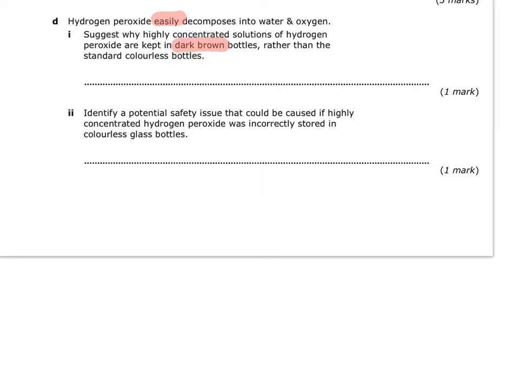Light tends to provide energy, doesn't it? So you've probably heard of free radical substitution being initiated by light. Now this is not saying that this is a free radical substitution, it's obviously not. But it could mean that more than one type of reaction might be catalyzed or initiated by light. So if it's kept in dark brown bottles, this is a deductive question. You're not expected to know this from the book. So when they say suggest, that means it's not on the spec, but there's probably enough information there for you to have a think about it. So that would be a reasonable thing to put.